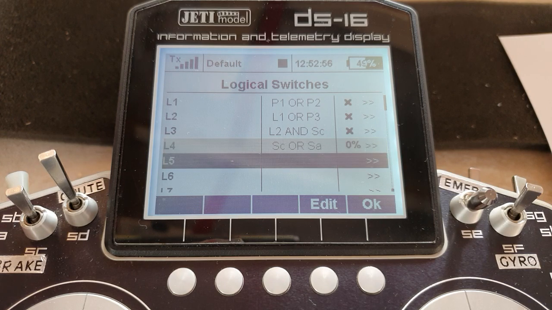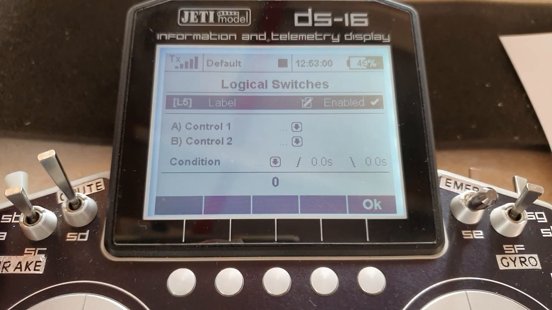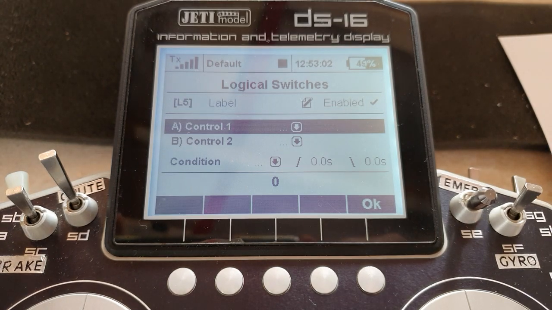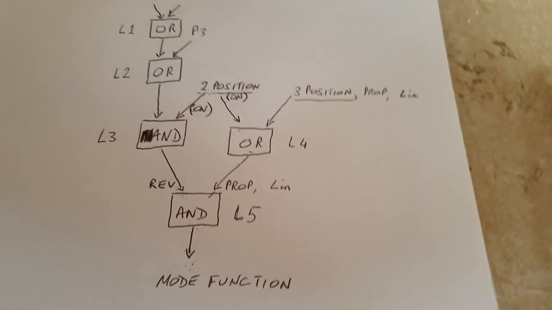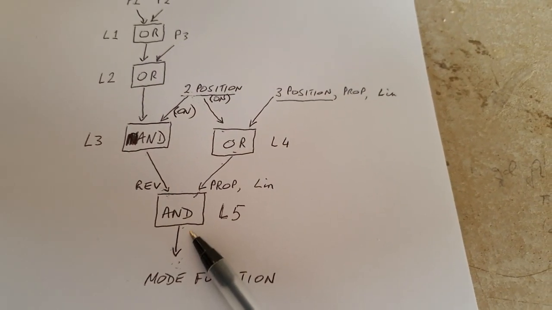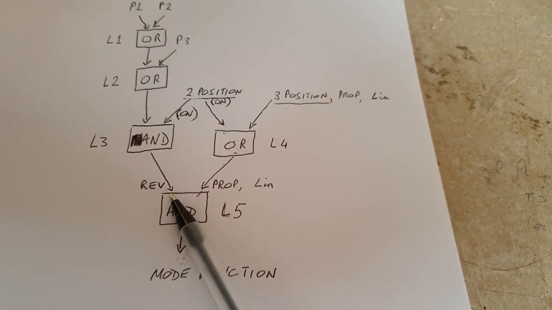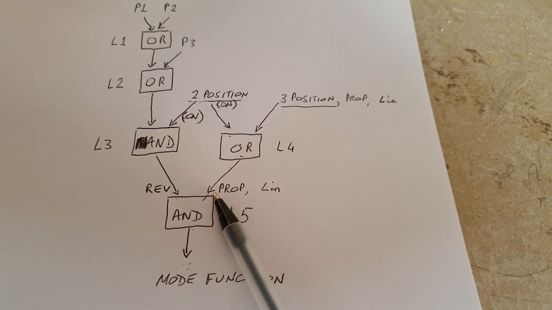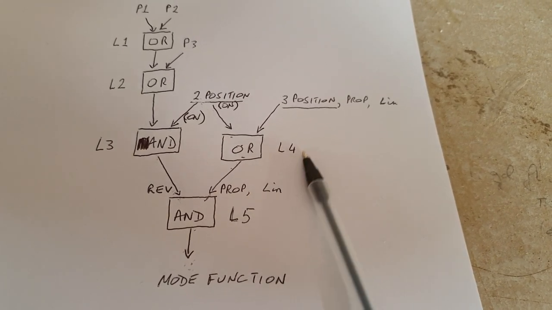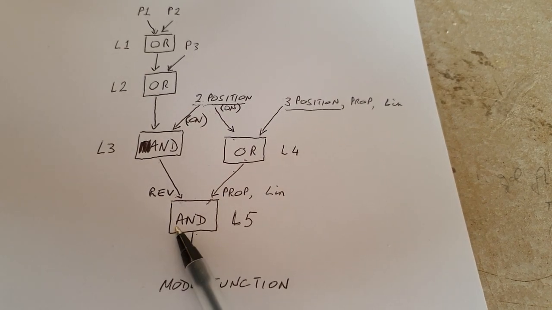Pardon me. And finally, we tie them all together in logic switch 5. Let's have a look and remind ourselves what that is. Logic switch 5, here we are. It's an AND switch. We're taking the L3, but reversing it, and we're taking L4, but we need to set the input as proportional linear, just like we set that input as proportional linear, and AND. Okay, let's work our way through that.